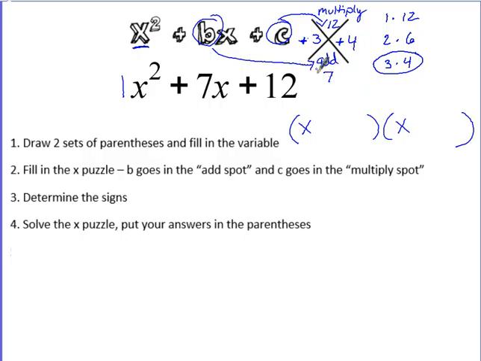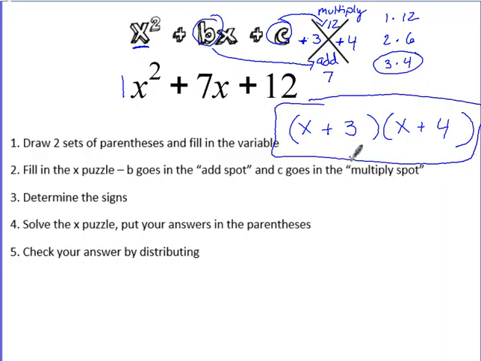Those are the correct numbers, so what I'm going to do is put them in my parentheses. Positive 3 and positive 4, plus 3 plus 4. It does not matter. I could have put the 4 over here and the 3 over there. It doesn't matter what order you put them in, as long as we have the correct numbers with the correct signs. And then my final step is I'm going to check my answers by distributing. So we already talked about this. If I factor something, I can make sure it's factored correctly if it multiplies back out to the original problem. So I think that the answer to this problem is x plus 3 times x plus 4.